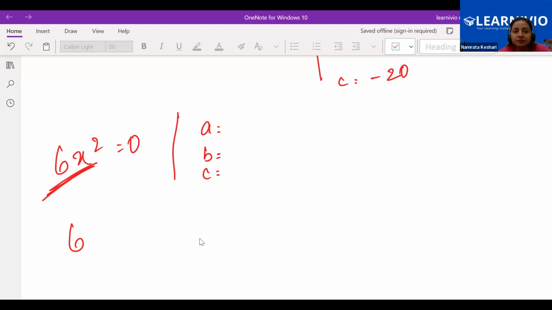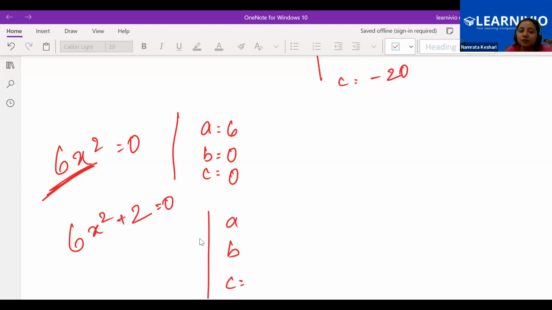A is 6, B and C are 0. Exactly, A is 6, B is 0, C is 0. This is how we will be writing the coefficients. There is no x coefficient, so B is 0. There is no constant, so C is 0. Now the next one, suppose we have 6x square plus 2 is equal to 0. This is also a quadratic equation. Here, can you tell me what is A, what is B, and what is C? A is 6, B is 0, and C is 2.